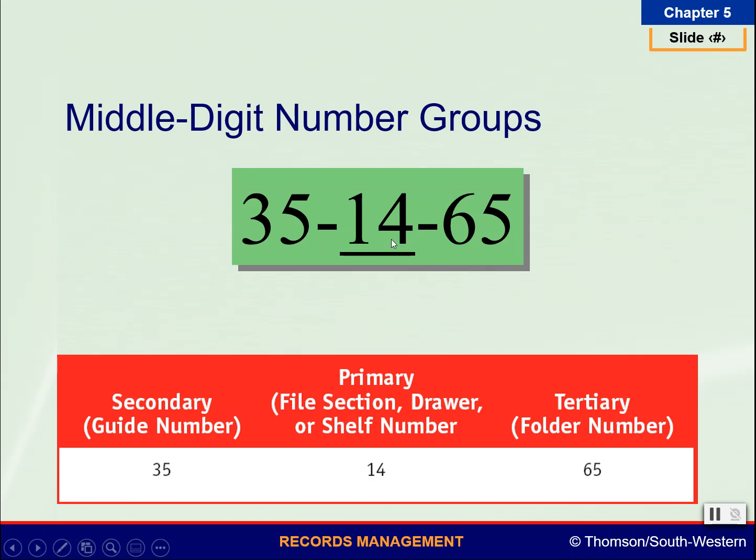Again, for the middle digit number, the primary is 14, and then you read to the left: 35 will be the secondary, and the last one, 65, will be the tertiary. You can see in this table that the primary number is 14, the secondary, which is the guide number, is 35, and lastly the tertiary folder number is 65. Again, the same as the terminal, the numbers are separated by a hyphen or by a space.